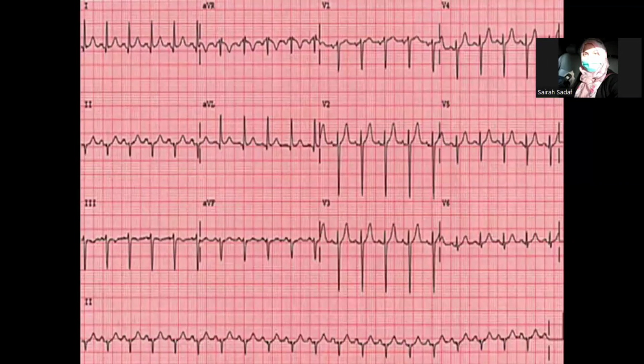We have another ECG. In lead 1, it's positive. Where's aVF? Yeah, it's negative here. So it is left axis. And we have negative deflection in lead 2. Again, we have pathological left axis deviation.